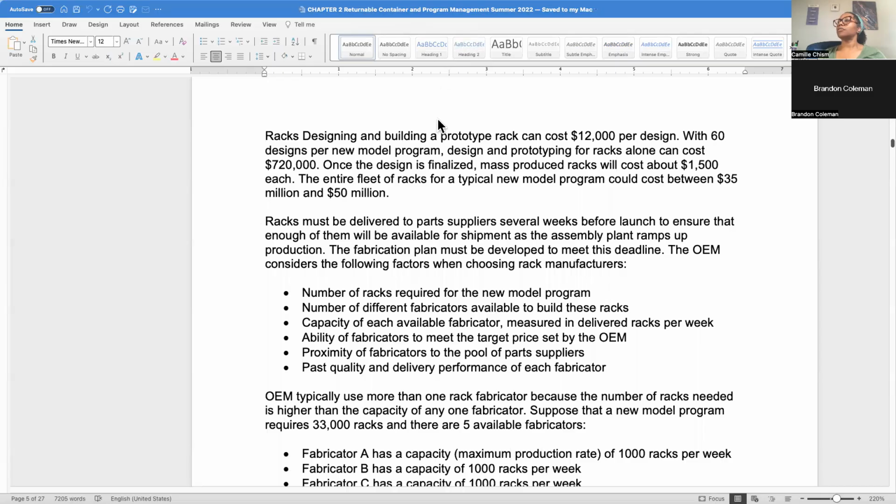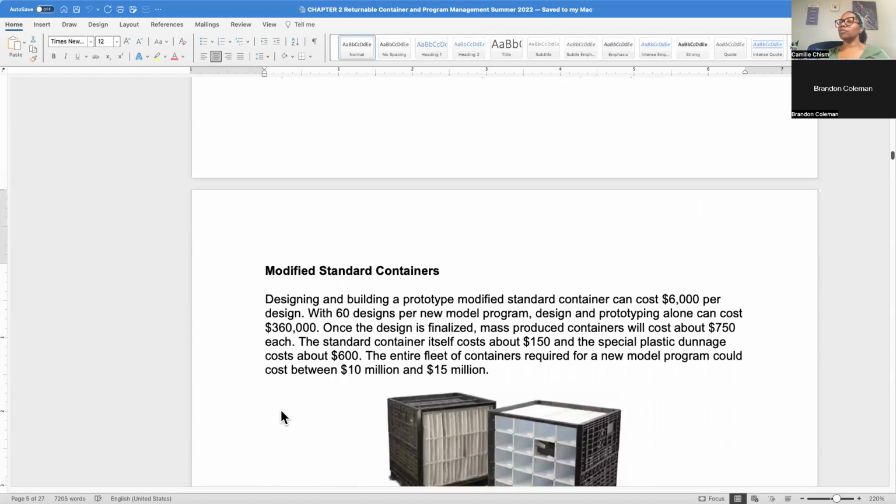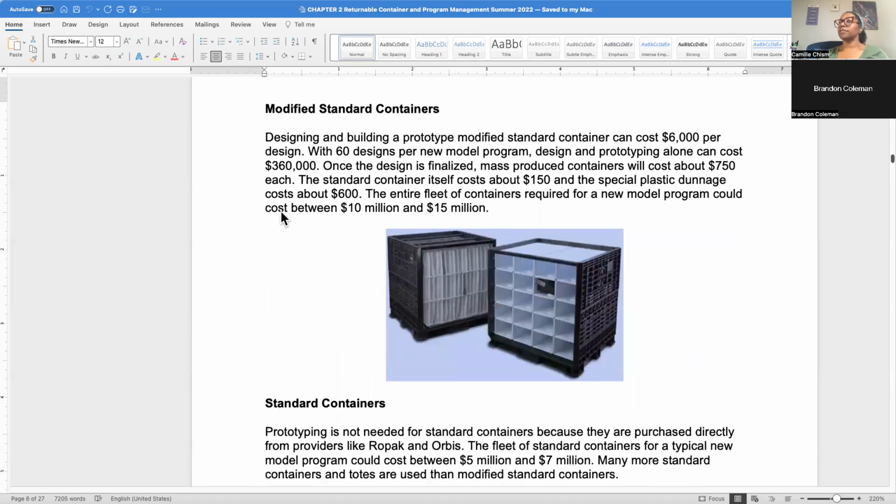And then you go to the standard containers, right? And just for the design alone, you're paying another $360,000. So now we talked about $250,000 plus $360,000 just for designs for two different types of packs. We've got all your racks and all of your modified standard containers.